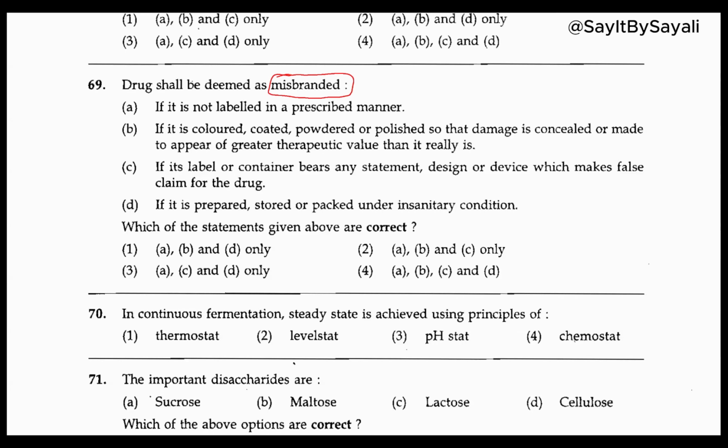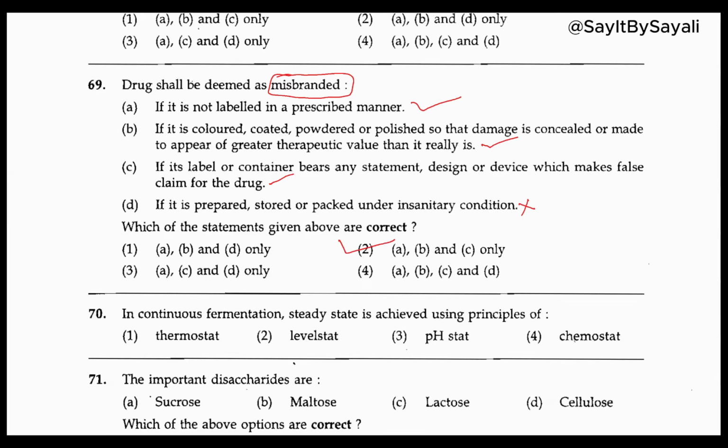A. If it is not labeled in a prescribed manner, correct. B. If it is colored, coated, powdered, or polished so that damage is concealed or made to appear of a greater therapeutic value than it really is, correct. C. If its label or container bears any statement, design, device which makes a false claim for the drug, correct. D. If it is prepared, stored, or packed under insanitary conditions, it is not under misbranded. And the correct option is 2. A, B, C. All three statements are correct for a misbranded drug.